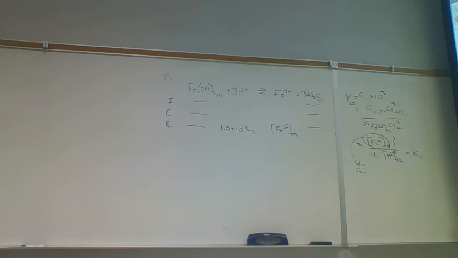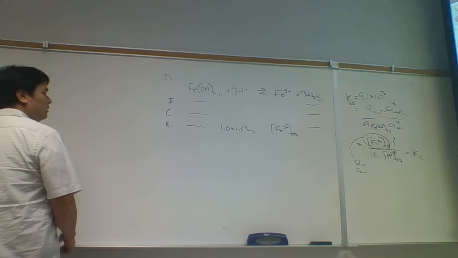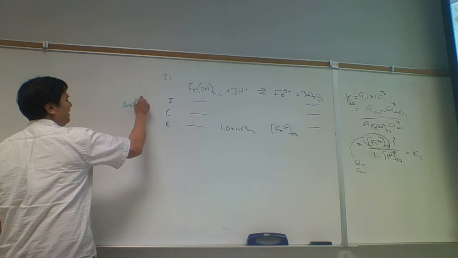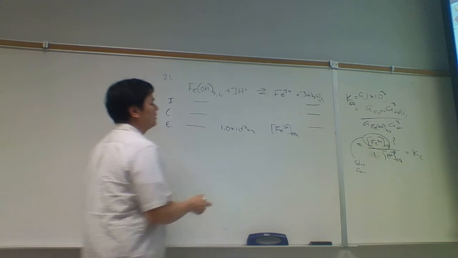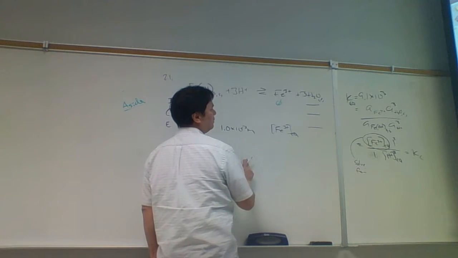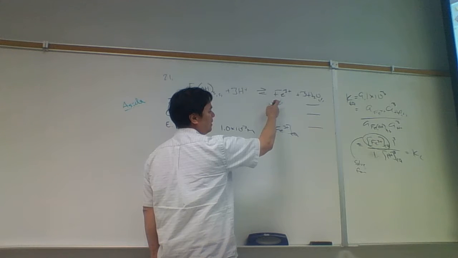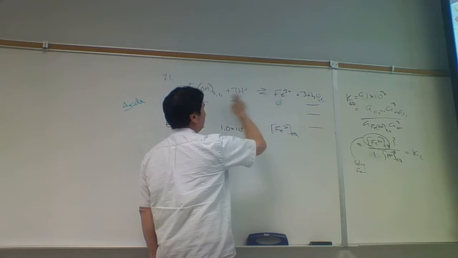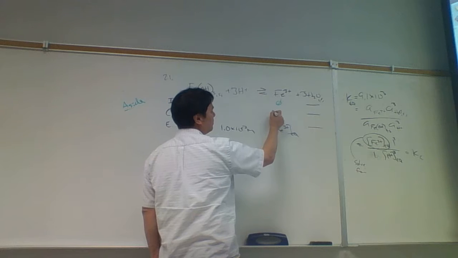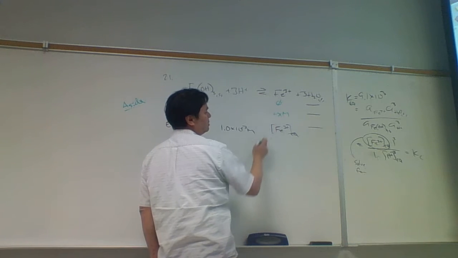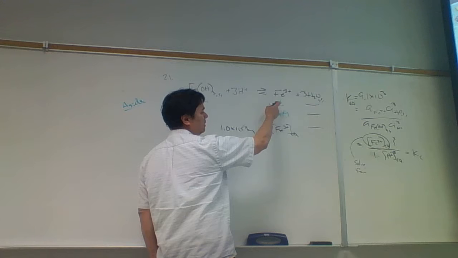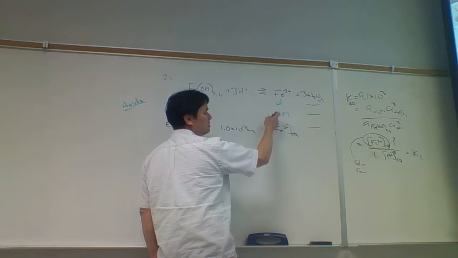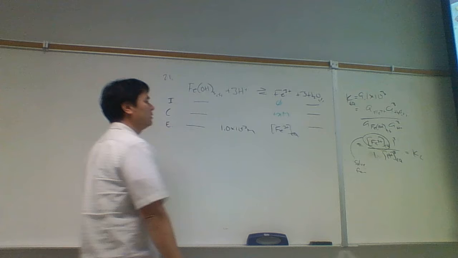Now what about the rest of the ICE table? For this particular problem, we didn't need it, but we should think about it as an aside. Typically we start off with 0 iron 3+ initially, then we react some of this to form some, which we call plus X molar. If we started at 0 and ended up here, this would be the plus X, the number we would have calculated there.